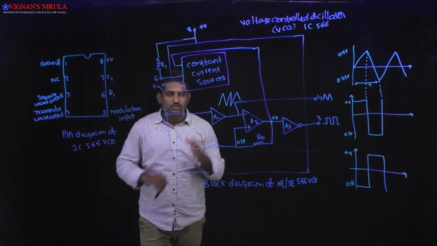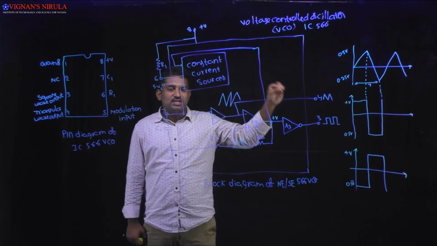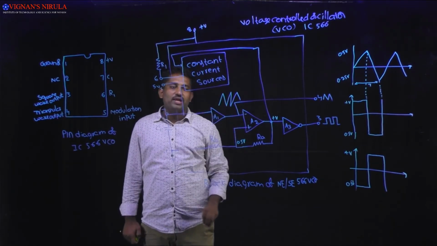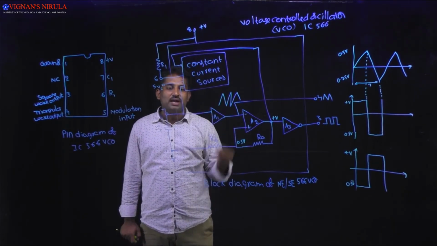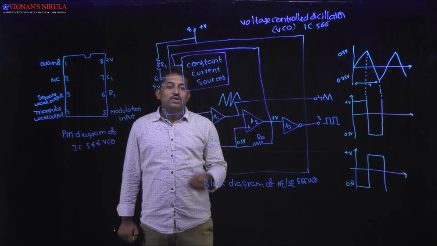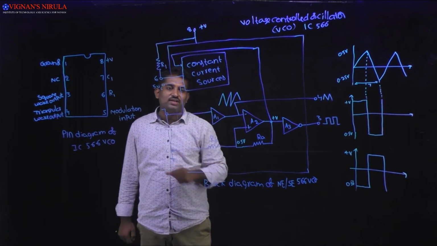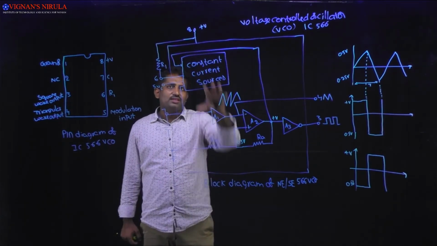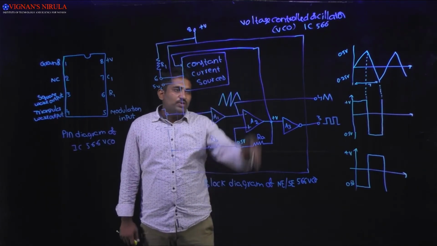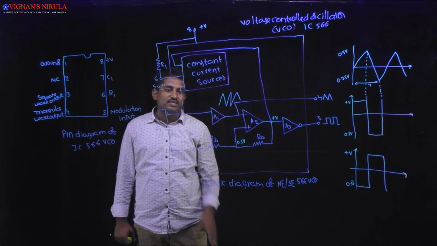Finally, what I want to tell you is that the output frequency of oscillations is always controlled by the externally applied input voltage. That externally applied input voltage is also called the control voltage. Because of the variation of the control voltage as well as the variation of the resistor, the current will vary, and because of the variation of the current, the charging and discharging of the capacitor will change.